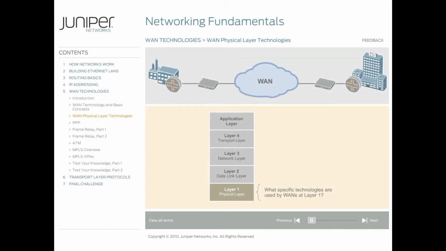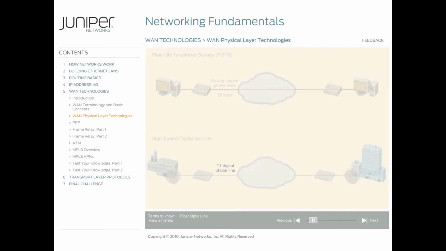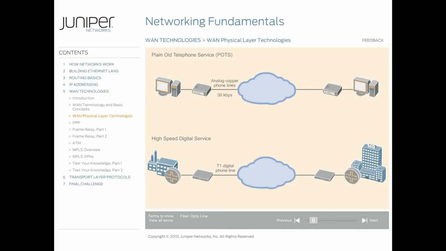In this section, we're going to learn how WANs first went from using analog to digital phone lines and then ultimately to fiber optic connections, providing ever-increasing bandwidth at the physical layer. You've probably heard the terms T1 and T3 or E1 and E3 in connection with WANs. Perhaps you have also heard of SONET or SDH. Let's take a look at what these terms mean, starting with T1.